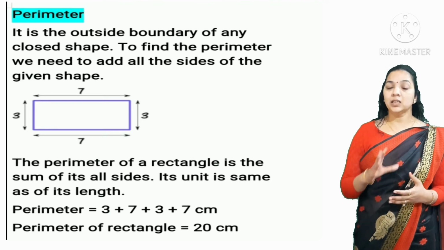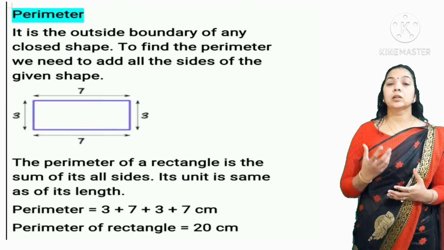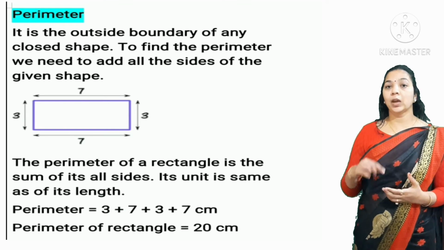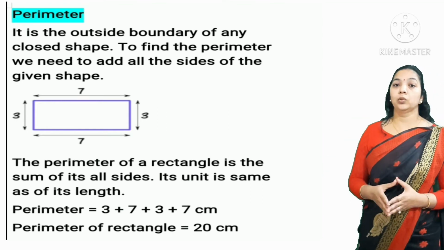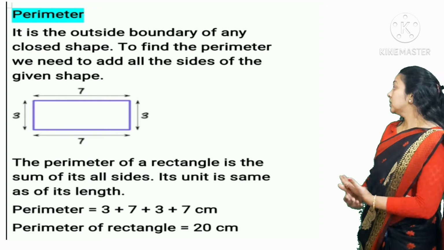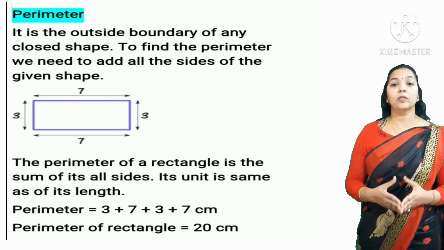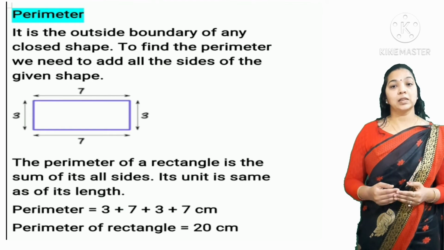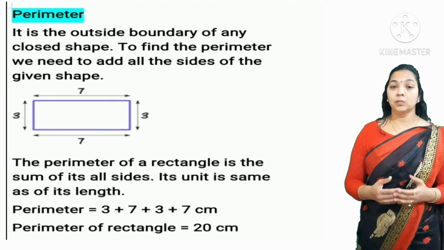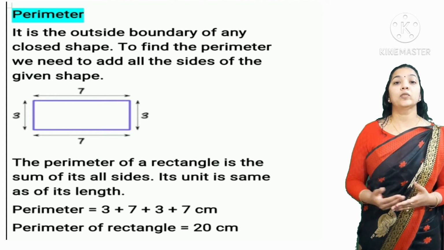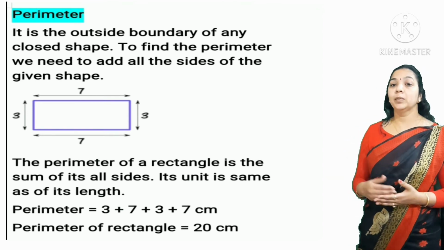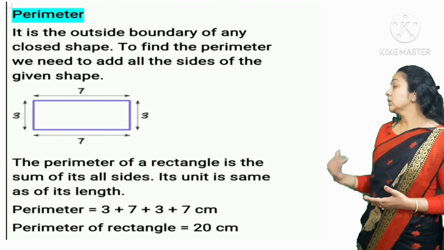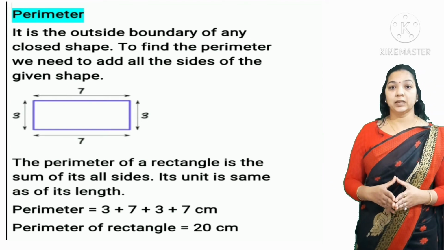It means that if we have to calculate the perimeter of any object, we have to move on the boundary of that particular object. Here you can see a diagram of a rectangle. The perimeter of a rectangle is the sum of all sides, and its unit is the same as the unit of its length. If the sides of the rectangle are given in centimeter, then the perimeter will also be in centimeter. So here the perimeter is 3 plus 7 plus 3 plus 7, that is 20 centimeter.